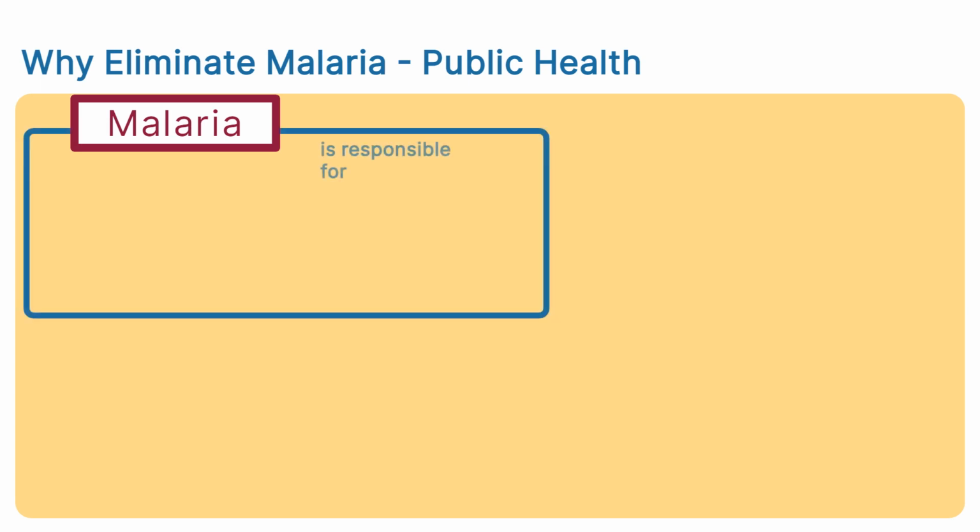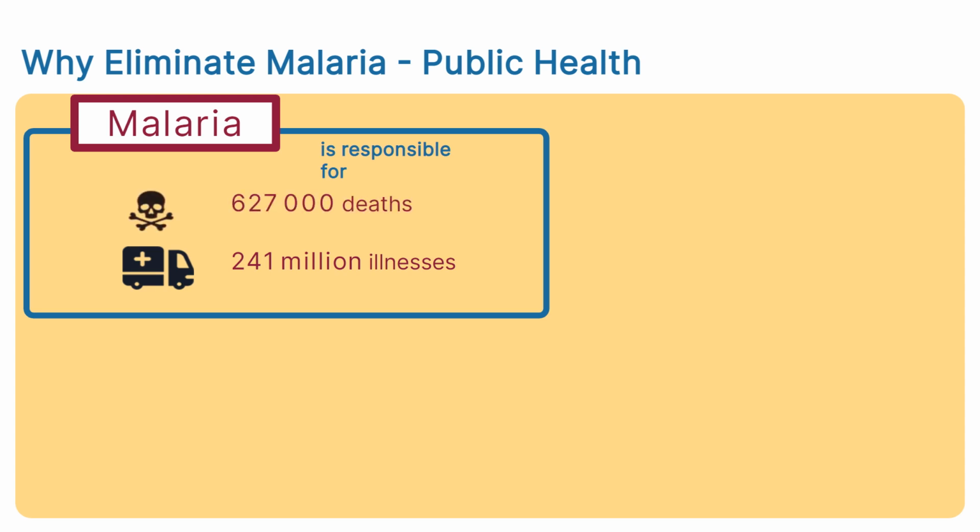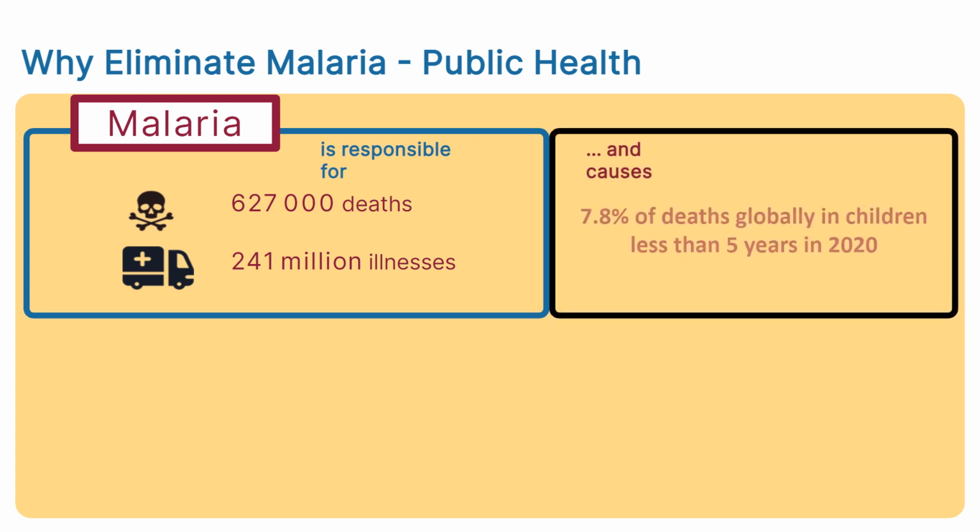Malaria is responsible for more than 241 million infections annually. It is one of the most important causes of death worldwide, with more than 627,000 deaths a year. Most of these infections and deaths occur in sub-Saharan Africa. The age group most affected are children under 5 years of age. Globally, malaria is responsible for 7.8% of deaths in children less than 5 years old.